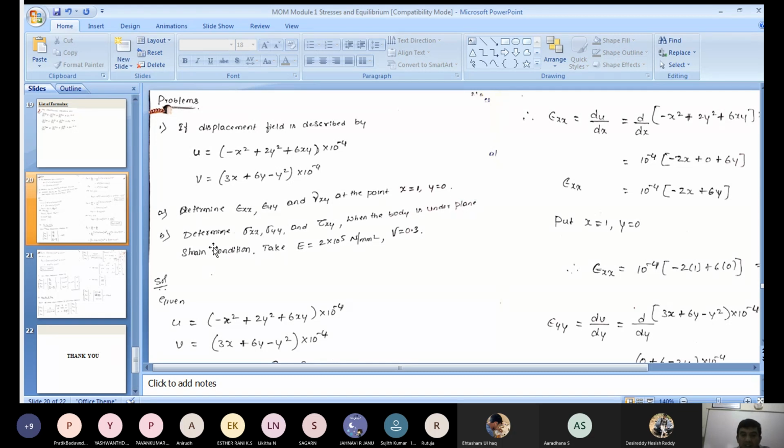The body is under what condition here? Plane strain condition. Young's modulus is given as 2 into 10 raised to the power of 5 Newton per mm square and Poisson ratio is 0.3. Now whenever you see these values for Young's modulus and Poisson ratio, the component is made up of which material? Anyone can guess? Young's modulus is 2 into 10 to the power of 5 Newton per mm square. Steel.